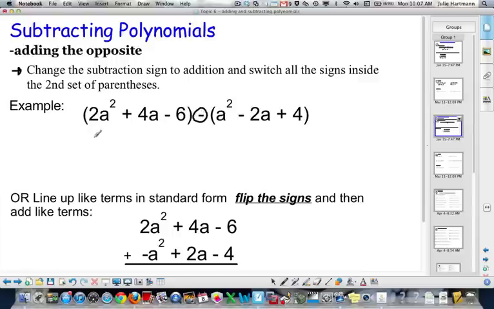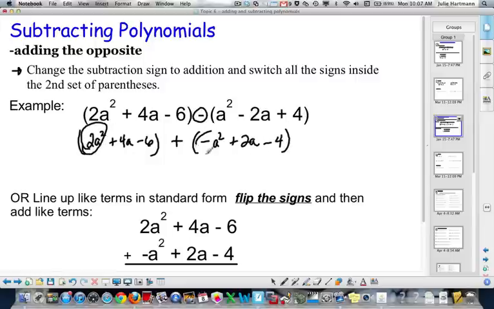So what I often do is write the first one and then change the minus to a plus, and now you want to change all of these signs, so that becomes a negative a squared. The negative 2a becomes a plus 2a, and the plus 4 becomes a minus 4. So now we're just adding 2a squared plus negative a squared, so 2 plus negative 1, 2 minus 1 is 1a squared. 4a plus 2a is 6a. And negative 6 plus negative 4 is negative 10.